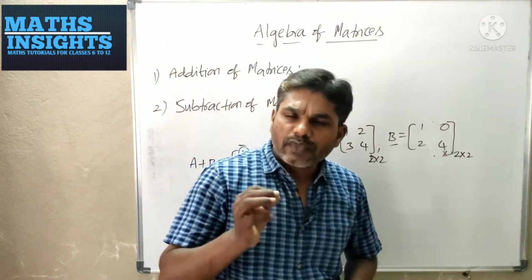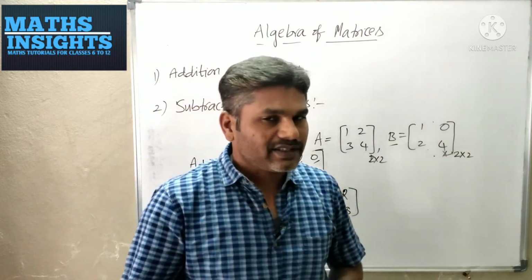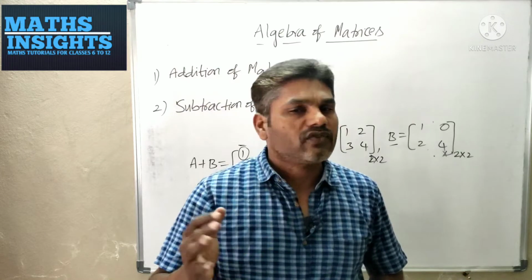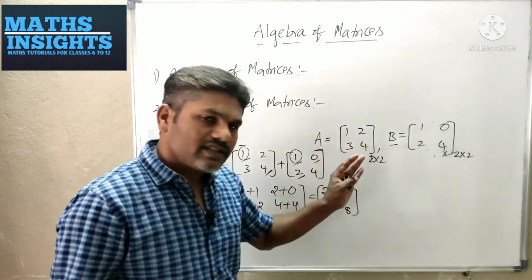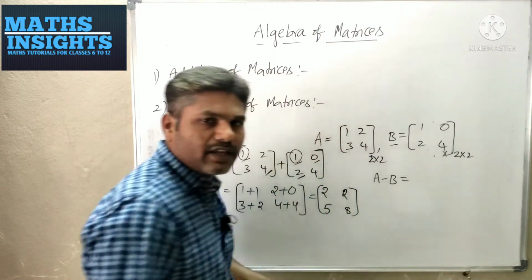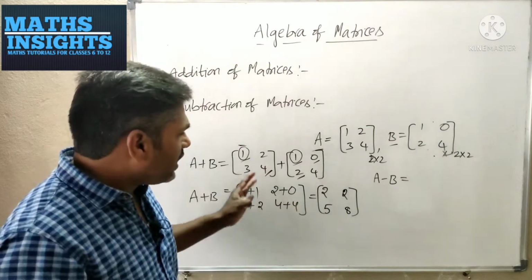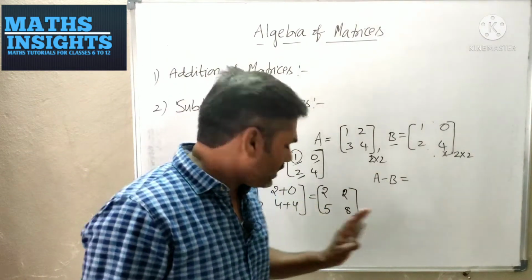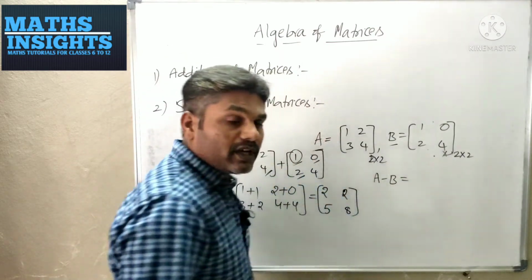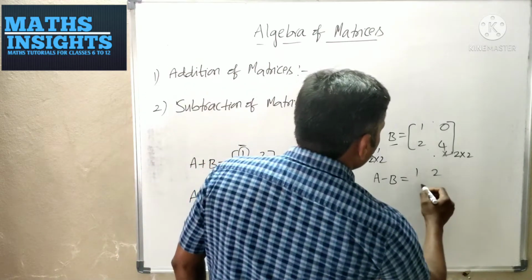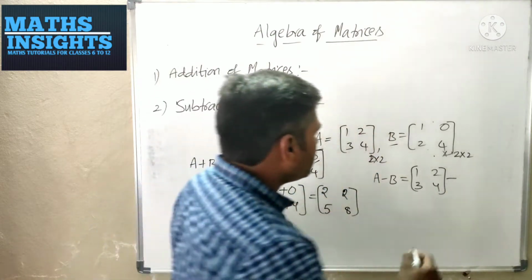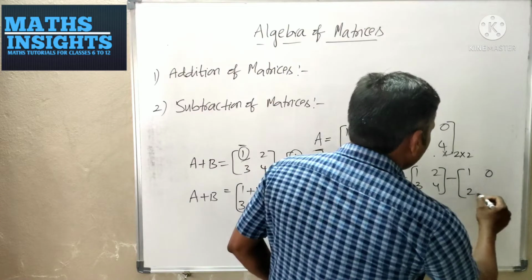Similarly, if you want to subtract any matrix from any particular matrix, definitely the orders of the two matrices must be the same, like addition of matrices. By taking these two matrices, I will do the subtraction also. Subtraction and addition are nearly the same; the only difference is addition of corresponding elements here and subtraction of corresponding elements here. So when I want to do A minus B, you have to write the first matrix [1, 2; 3, 4] and then the second matrix [1, 0; 2, 4].